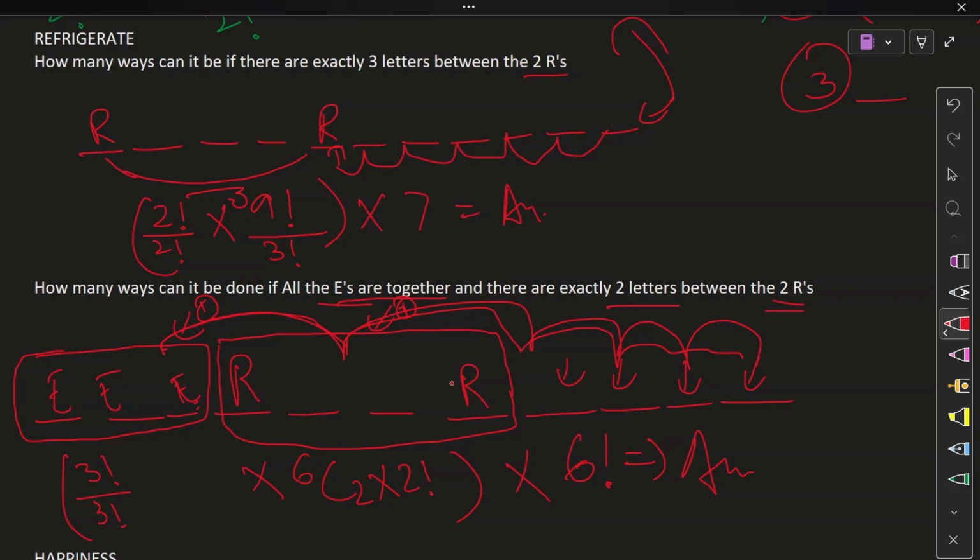This is how you're going to go about it. We're not making cases. We are essentially moving all these while satisfying the condition of these two R's. It gets very complex, but I hope it makes sense.